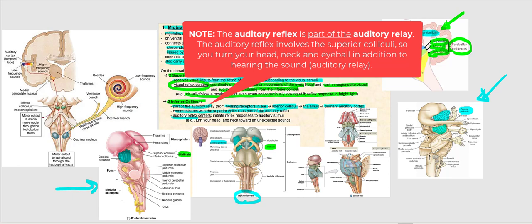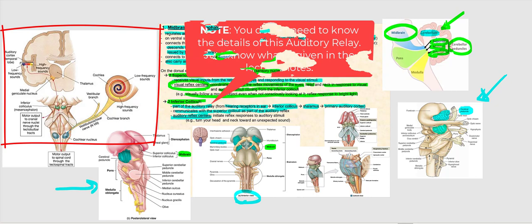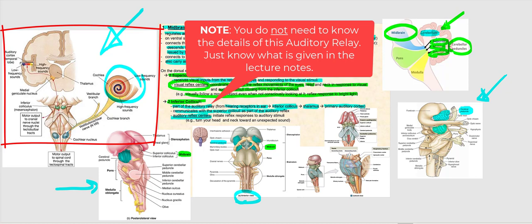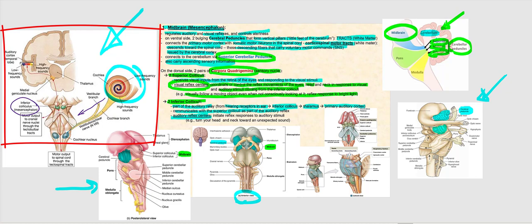So what I want to show you is this image right over here on the left-hand side. And this is just meant to illustrate the auditory relay that I just mentioned. So your cochlea is part of your inner ear. So when we hear something, that information is sent to the inferior colliculus, okay, which again is found on the dorsal or the posterior side of the midbrain. So if you look carefully at the arrows, that information makes its way eventually to one of the inferior colliculus.